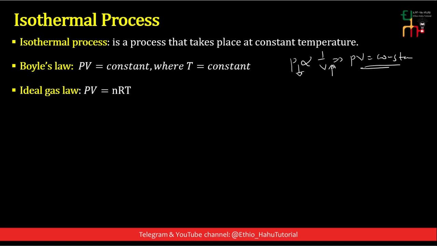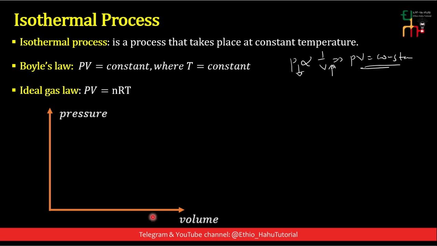Having seen this, let's draw the pressure versus volume graph for isothermal process. The horizontal axis is the volume axis and the vertical axis is the pressure axis, as we have seen in Boyle's law and the ideal gas law. In the ideal gas law, temperature is constant, R is constant, and the number of moles is constant, therefore PV is equal to constant. The pressure is inversely proportional to volume, in this case as well as in this case.